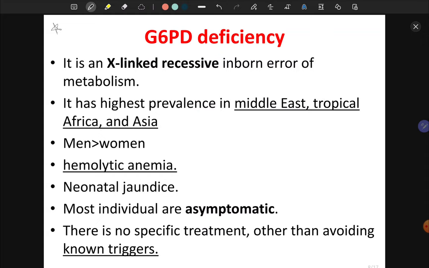Most of them are asymptomatic, but when they develop symptoms, what is the first symptom? Hemolytic anemia, of course. They can also develop jaundice because of the flush of RBCs toward the liver that it cannot deal with, so it becomes hyperbilirubinemia and jaundice. As we said, most individuals, fortunately, are asymptomatic. About treatment, there is no specific treatment other than avoiding known triggers.